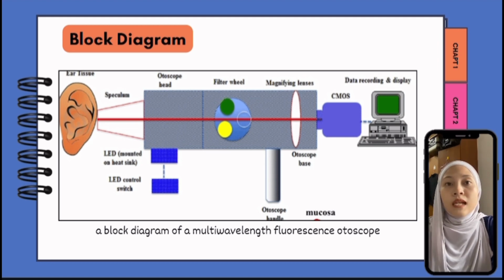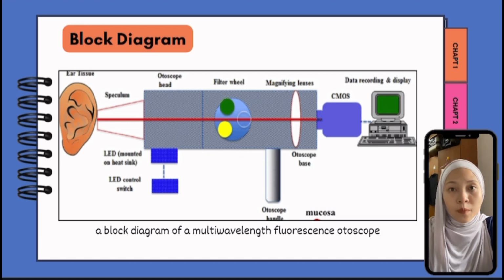At the center, you can see it has a filter wheel. This component allows the otoscope to select different wavelengths of light to illuminate the ear canal. Next, it has a magnifying lens. This provides a magnified view of the ear canal and the eardrum.